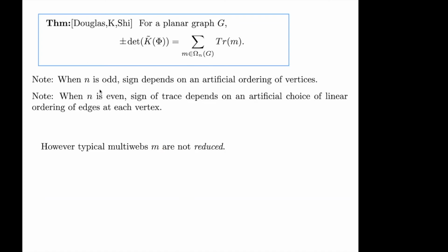And I put a couple of notes about the sign. When n is odd, there's a plus or minus sign in front because it depends on a somewhat artificial ordering of the vertices. This matrix, you have to order the rows and columns in some artificial way, and that will change the sign. When n is even, there's no such sign ambiguity, but the trace has a sign which depends on where you start the linear order around each vertex.